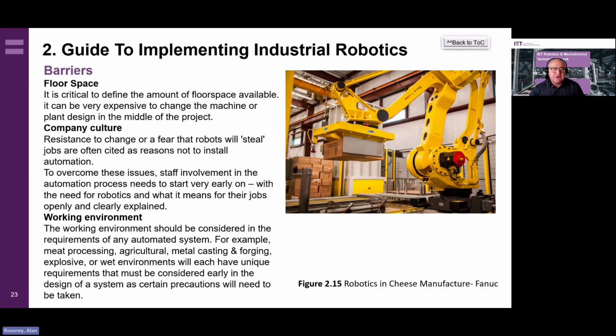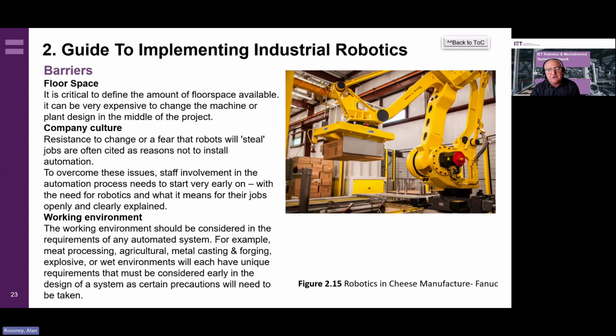Sometimes in terms of company culture, there's resistance to change, or fear that robots will steal jobs. And that's often cited as a reason not to install automation. But like we were talking about earlier, there's no real need to fear the use of robotic implementations. In the long term, they have been proven to create new jobs. This fear and general resistance to change can cause significant problems to ensuring effectiveness and implementation of the automation system.